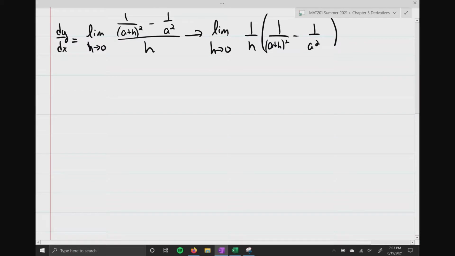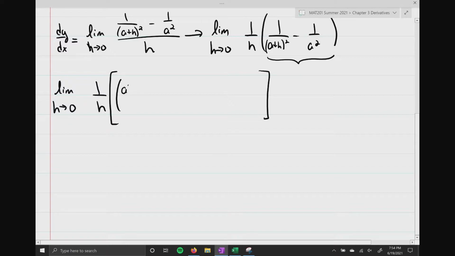So let's go ahead now. I'm really going to focus on this part. That 1 over h is just going to come along for the ride. So we have the limit as h approaches 0 of 1 over h. Now inside the parentheses, that 1 over the quantity a plus h squared minus 1 over a squared, I'm going to find a common denominator. I'm going to need a little bit more space here. I'm going to multiply 1 over a plus h quantity squared by a squared. Let's use brackets, that way everything looks nice and neat.